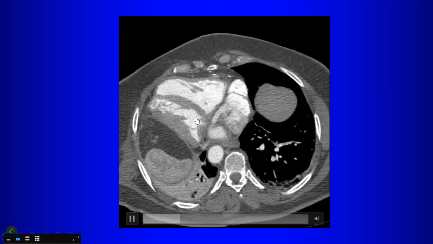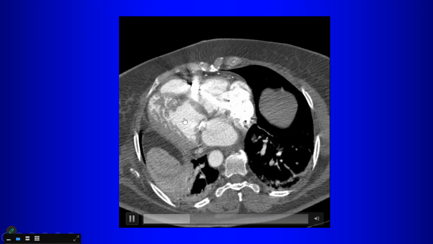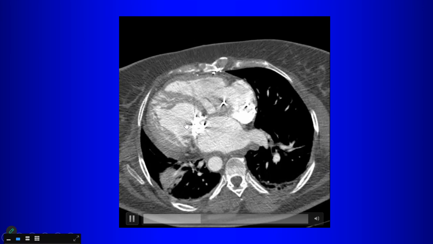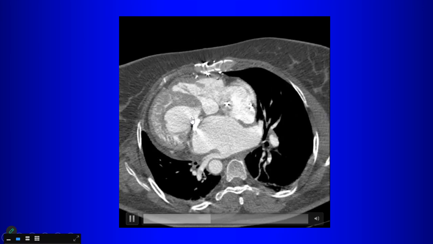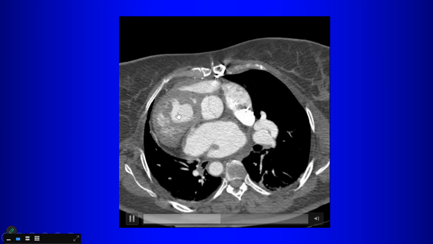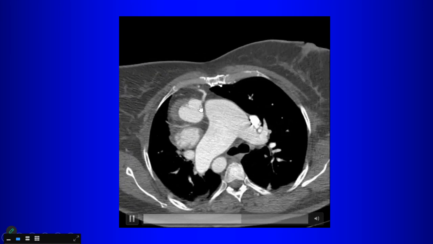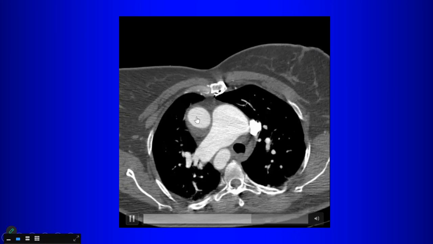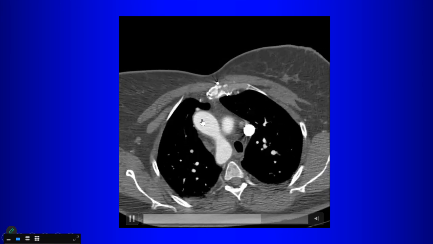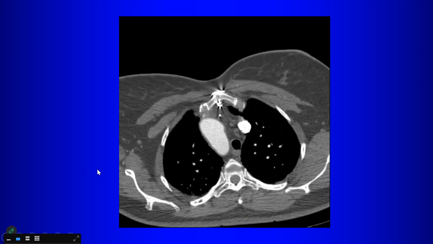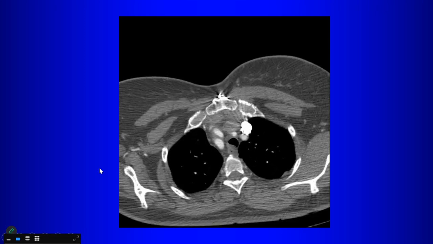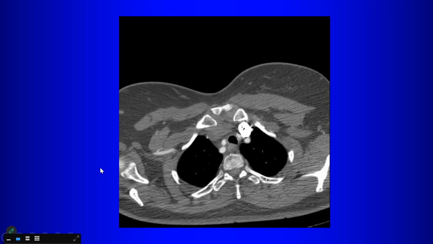Here's your posterior ventricle, which we said was a morphologic right ventricle. That is connected to, here it comes, the aorta. So we have ventricular arterial discordance, right?